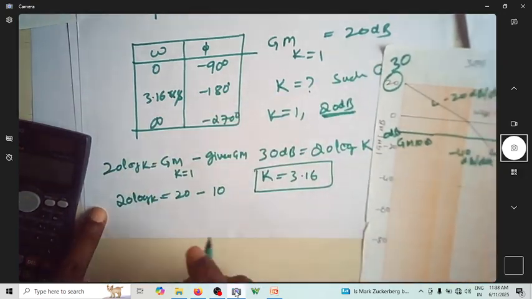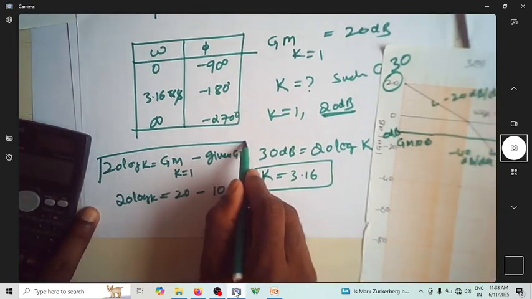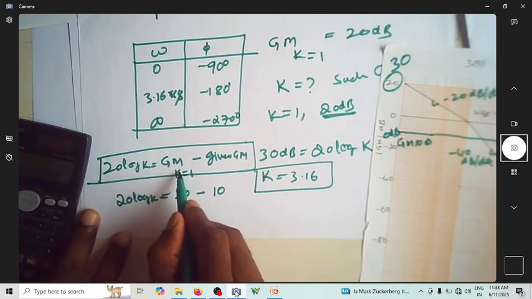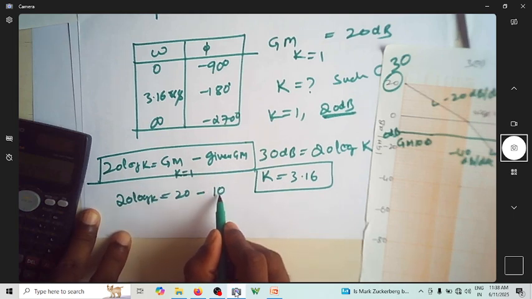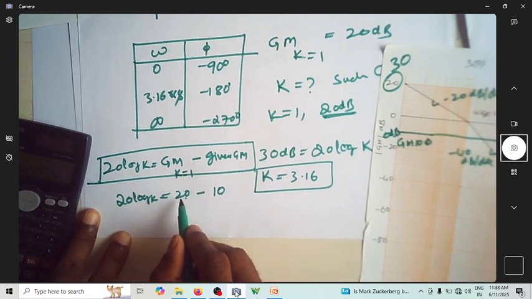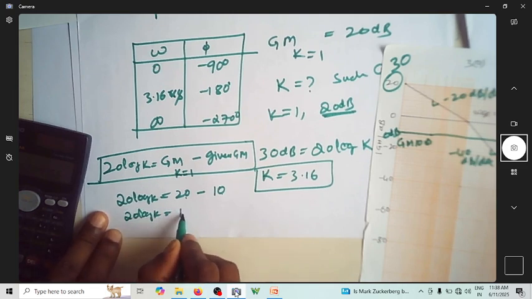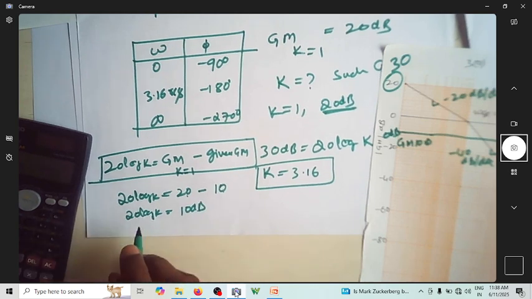The other way is to use this standard equation. 20 log k is equal to the gain margin with k equal to 1 minus the given gain margin. So what is the given gain margin? 10 dB. This is 20 dB. So what is 20 log k? So 20 log k is equal to 10 dB. Find the value of k.